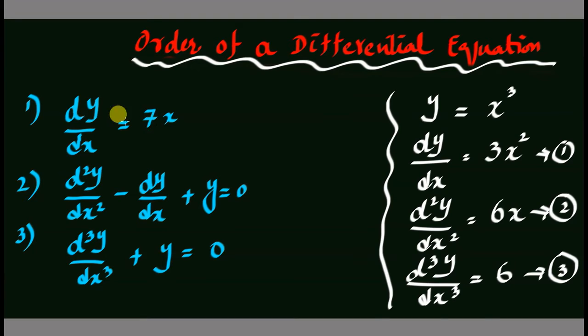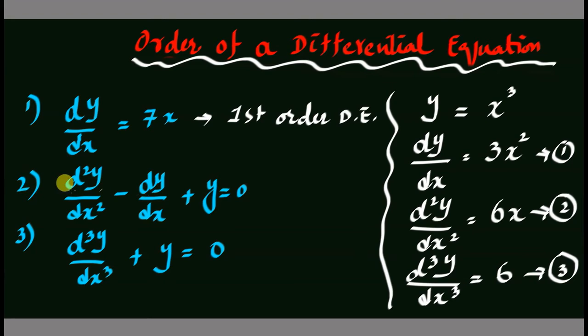Now come back to example number 1. In this equation only one first order derivative is present, so that's why this differential equation is called a first order differential equation.